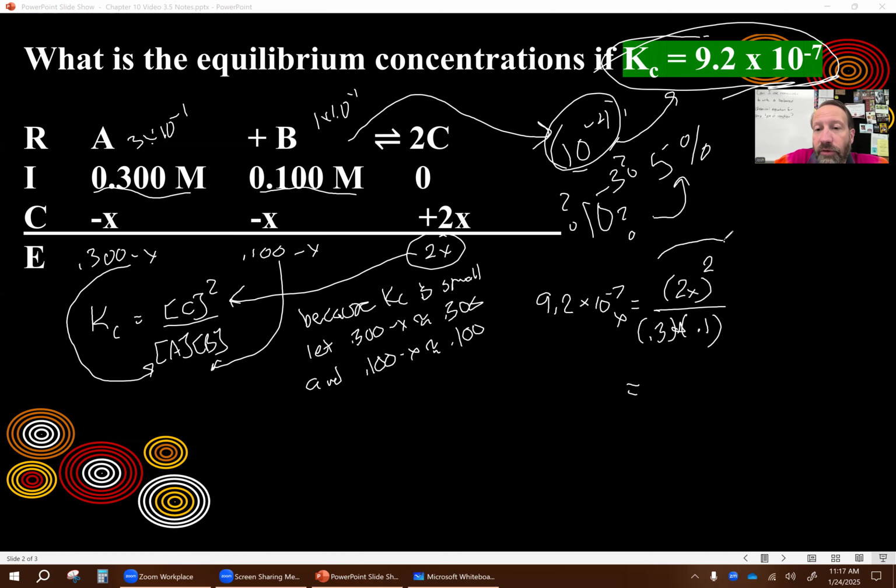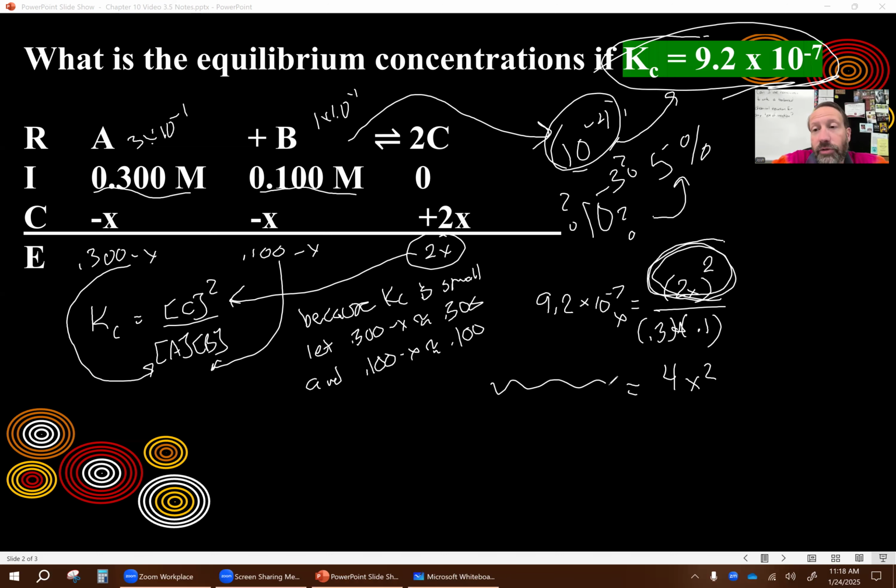Okay, now be careful. Students, pay attention. Look out. Watch out. Warning. Danger, Will Robinson. Danger. What is 2x squared? 2x squared is not 2x squared. 2x squared is 4x squared. Yeah, so be careful. Okay, and then you'd have whatever that number is there.